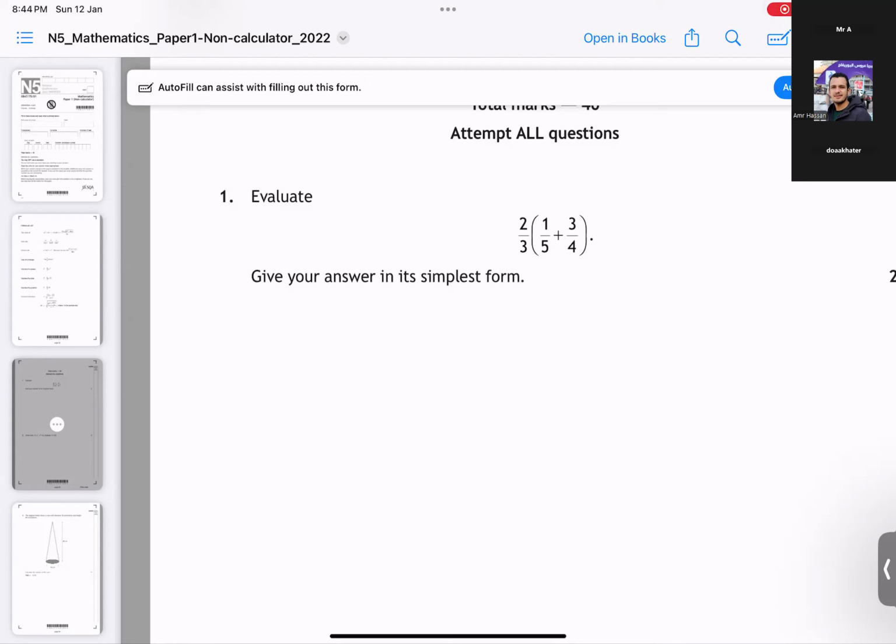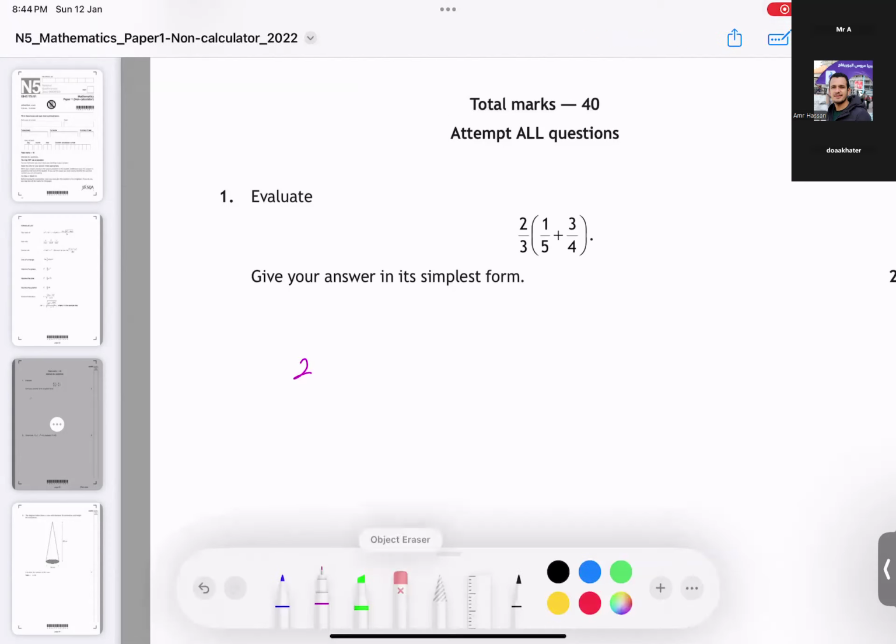So, as you told me, I need to multiply them first. So it's going to be 20. This one's going to be 4. This one's going to be 15, right? So it's 19 over 20.